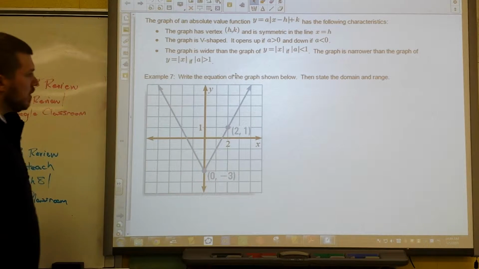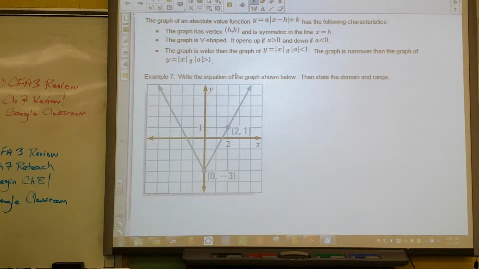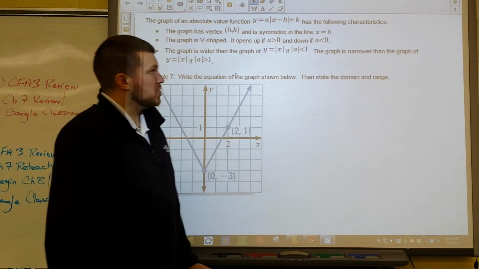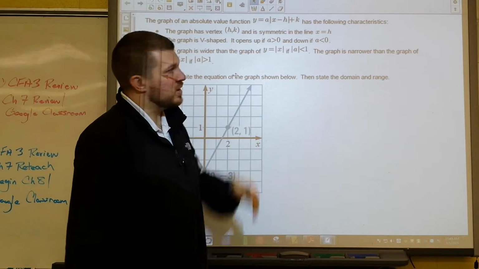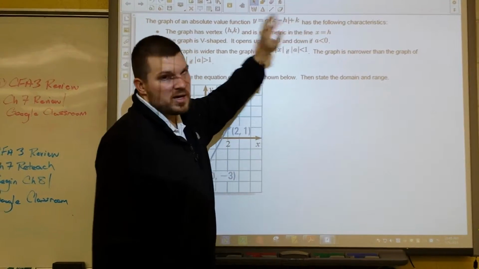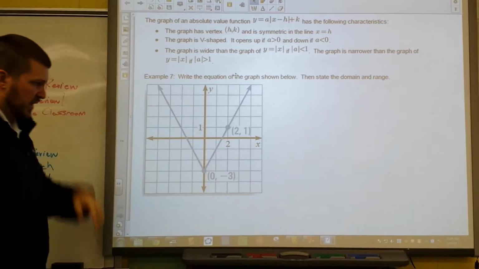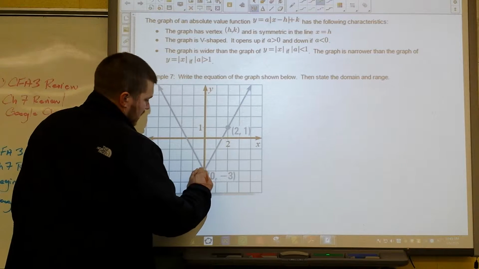All right, so here we're going to start off by writing the equation of the graph shown, then we're going to state the domain and range. First off, to write the equation of the graph. This is true for any function. X and y are always going to be left alone in our final answer. What we need to figure out is h, k, and in this case we're also going to need to figure out a.